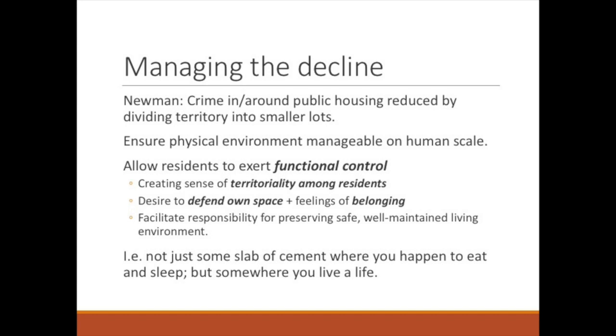Now, enabling this management on a human scale effectively allows residents to exert what we call functional control over the space. Now, this includes creating a sense of territoriality among residents. So this isn't meaning the same thing as how dogs and cats are territorial and fight each other if they cross over into the wrong area. What this is getting at is that residents have this desire to defend their own space, right? Because they feel a sense of belonging to it. Now, again, defending doesn't mean people getting violent and telling each other to stay on their side of the fence or something like that. It's saying that they feel an investment in the area that they live in. And this, in turn, facilitates responsibility for preserving safe, well-maintained living environment.